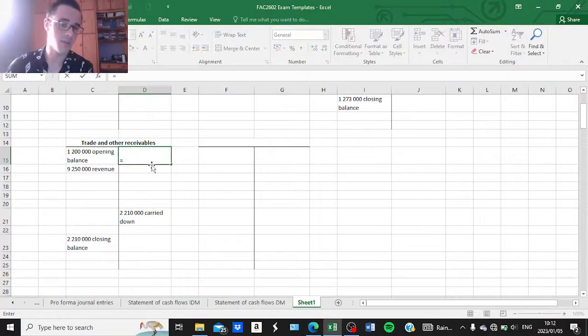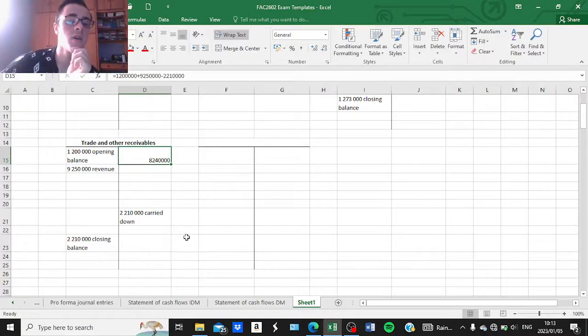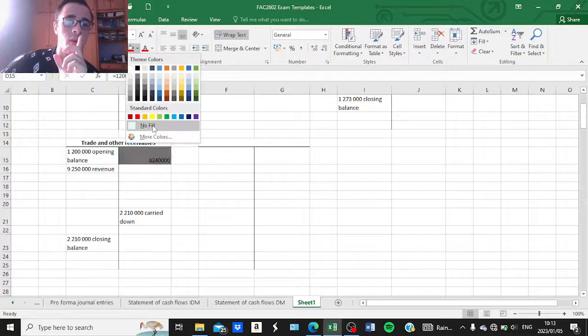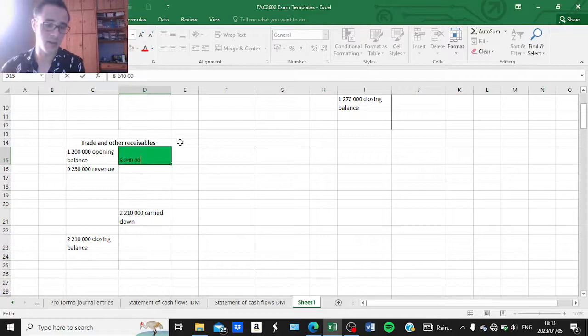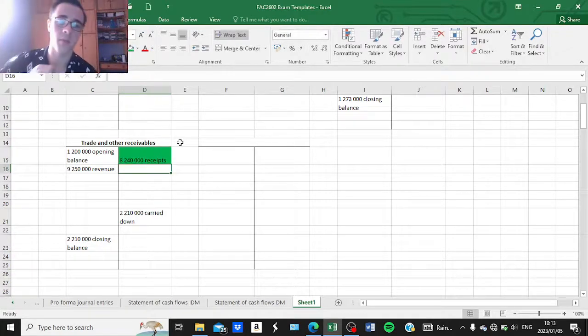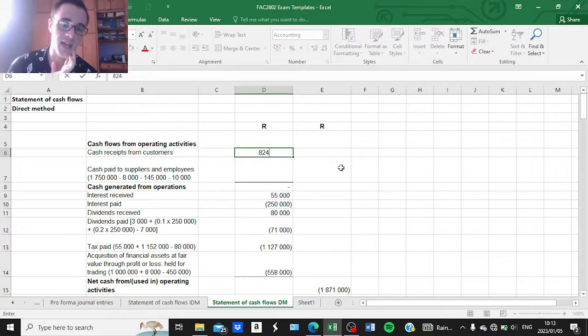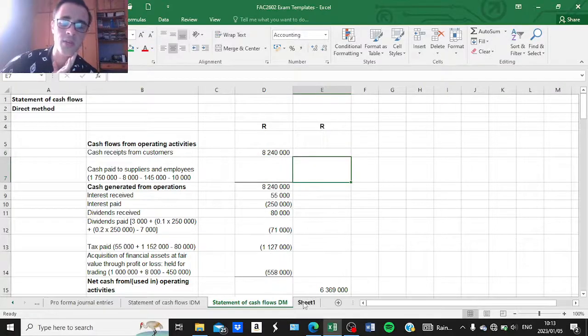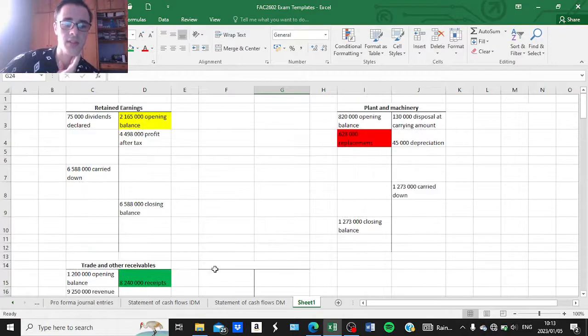All right. So the balancing figure will be 1.2 million, add revenue of 9.25 million, and then we will subtract the closing balance, okay, before the allowance for credit losses was considered, and this should give you 8,240,000. So 8,240,000 represents receipts from customers. So you will show that amount as cash receipts from customers as an inflow of cash. 8,240,000. Okay, very easy.